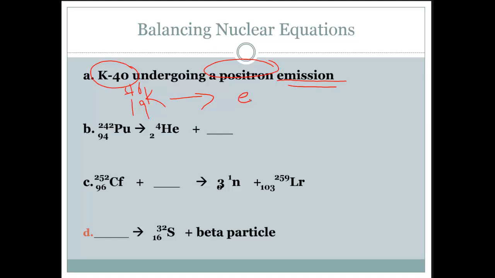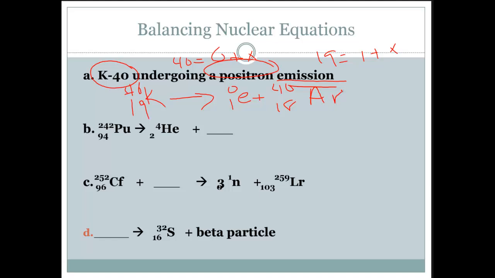We need to make sure that the top numbers and the bottom numbers add up. So 40 is equal to 0 plus x. So our x number up here is 40 again. The bottom number, I'm using the arrow as an equal sign, 19 is equal to 1 plus x. That means it's 18, which gives us argon.